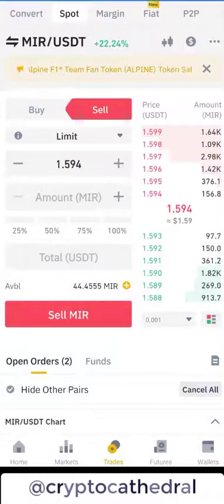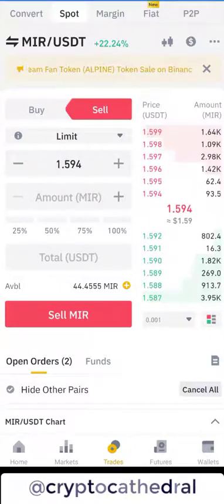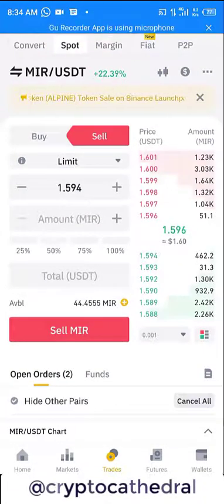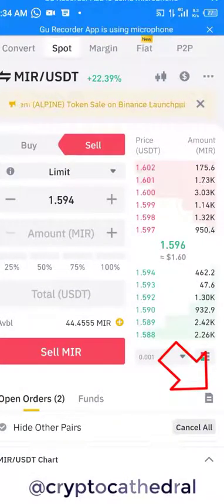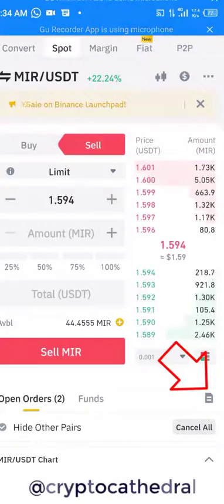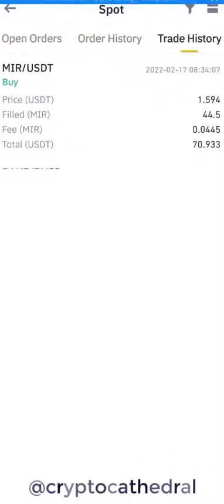The trade gets executed. As you can see now, I have 44.4 MIR. I bought it. If you want to check the price at which you bought it, you see this arrow here, you click on it, and it shows you your order history. So now this is the price at which I bought my MIR, $1.59.